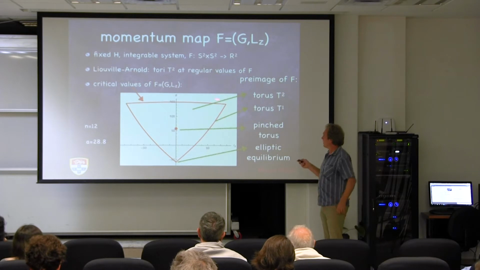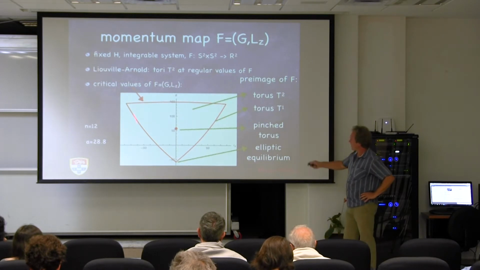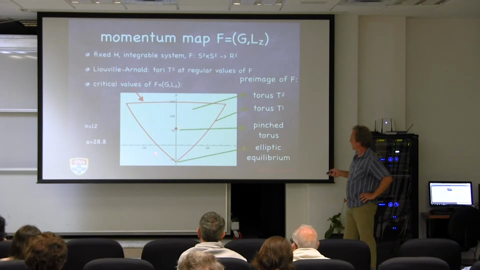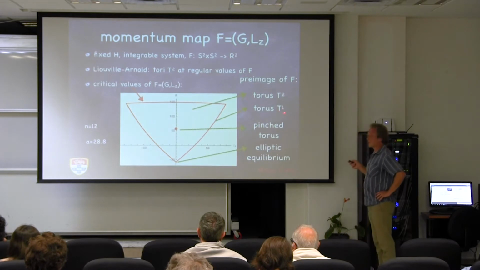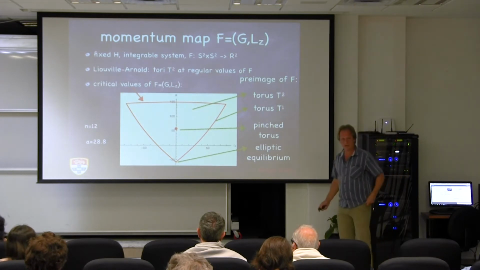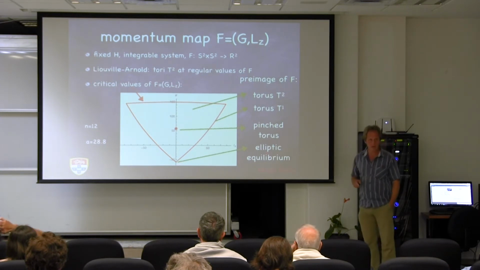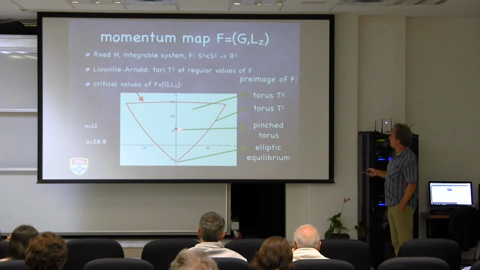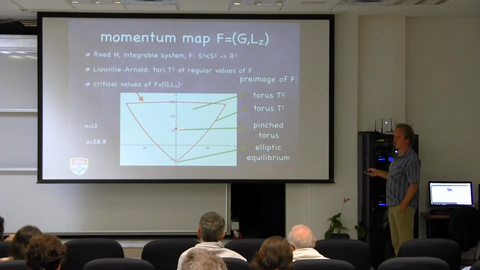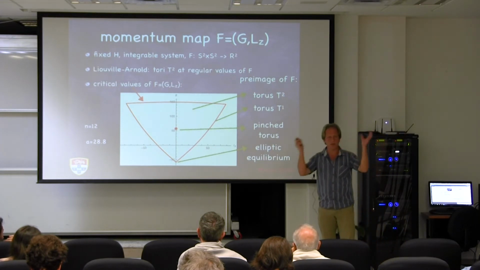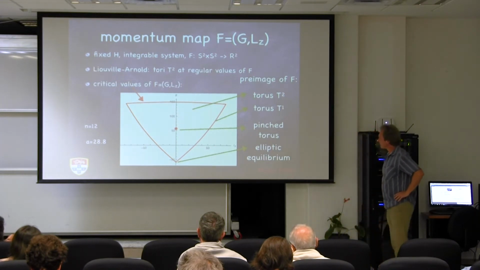That's this region. And now let me talk about these red dots. Those are the non-regular values. Right? So on the boundary here, on each boundary, the preimage is a periodic orbit. And then at these corners, you get elliptic equilibria. And in the middle, you get what is called a pinch torus. So this is also an equilibrium point, but it has a separatrix which has the shape of a pinch torus.